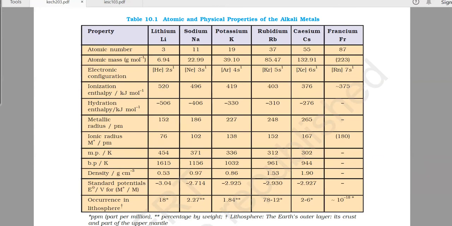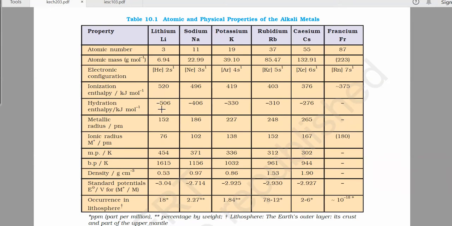The ionization enthalpy for lithium, we will see that it is 520. Then for sodium, it is lower, which is 496. Then for potassium it is lower still, which is 419. For rubidium, 403. Then for cesium, which is 376. And for francium, it is near about 375. It means that when we are moving down in the group, we will see that there is a decrease in the ionization enthalpy.